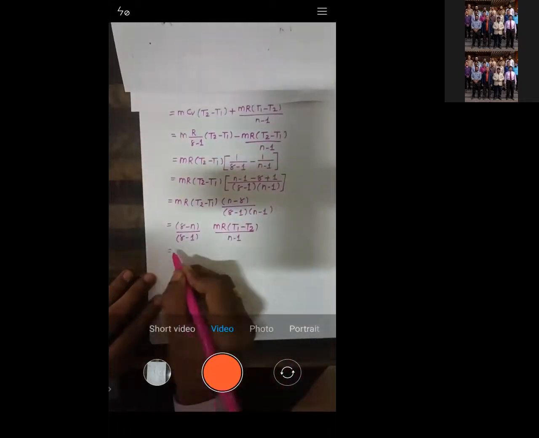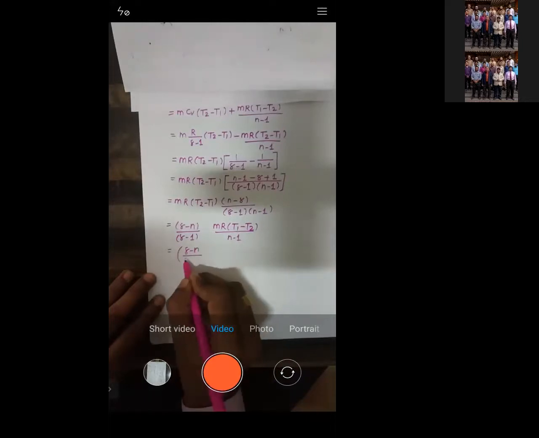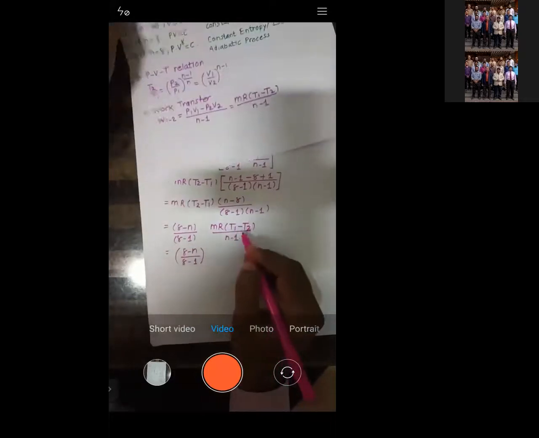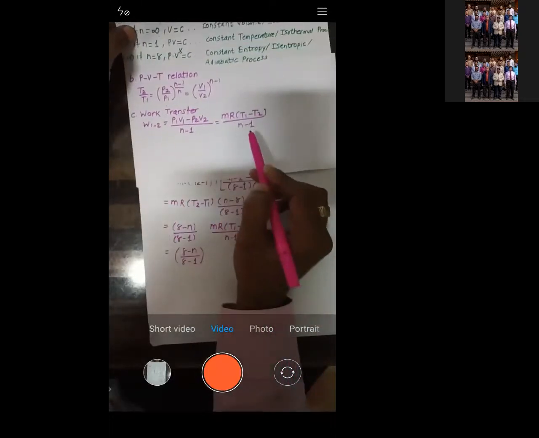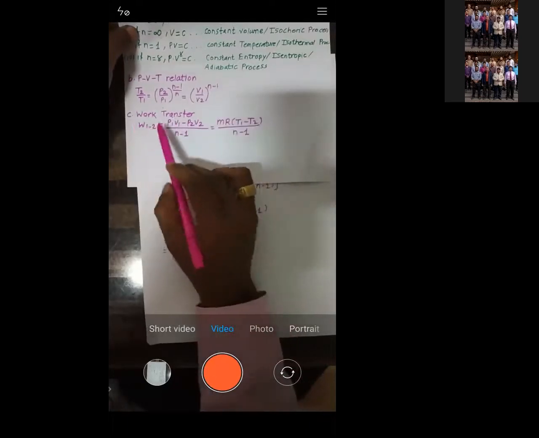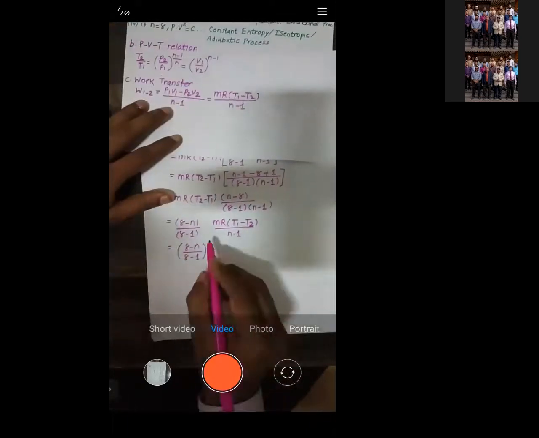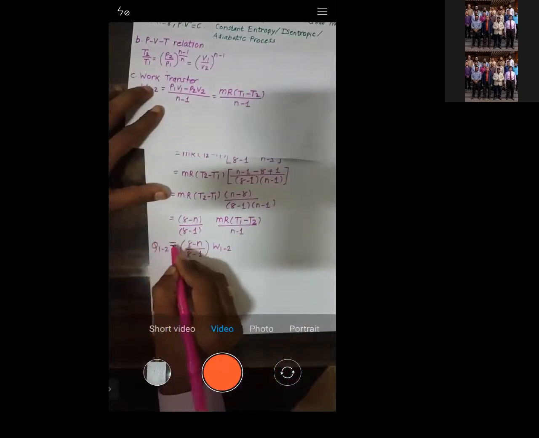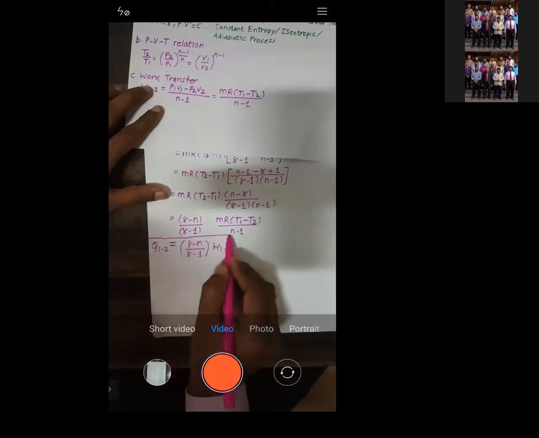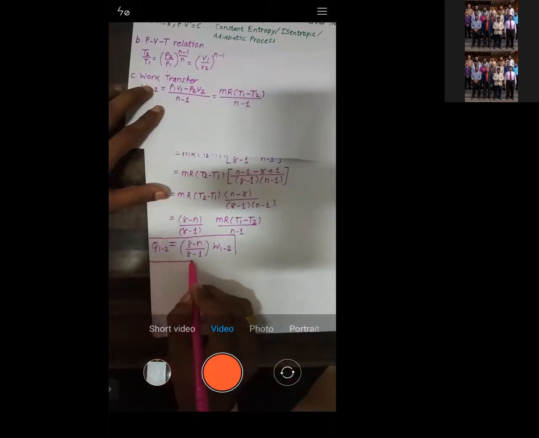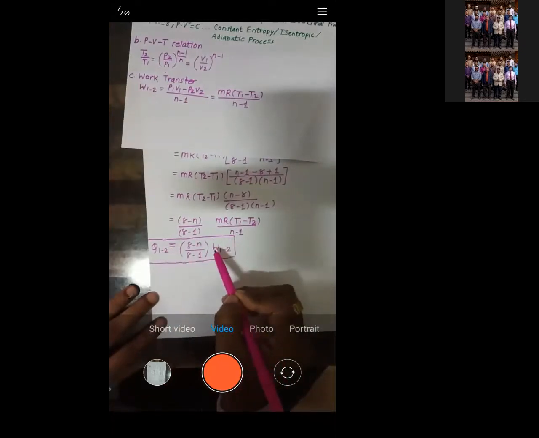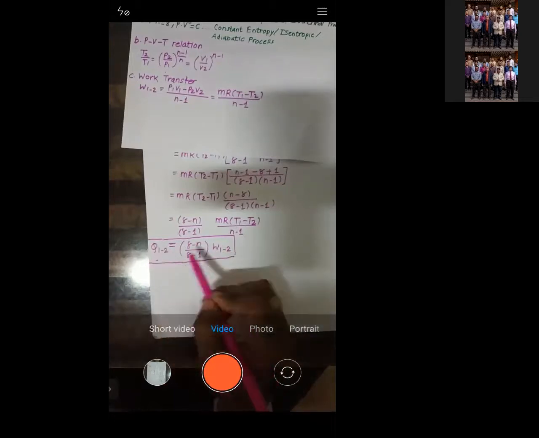So what we'll get is (gamma minus n) upon (gamma minus 1), times of, now what is mR(T1 minus T2) upon (n minus 1)? You can check it. This particular term is nothing but the work transfer. So heat transfer in case of a polytropic process is (gamma minus n) upon (gamma minus 1) times the work transfer. If the value of work transfer is given, and they ask to calculate heat transfer, the formula is (gamma minus n) upon (gamma minus 1) times work transfer.